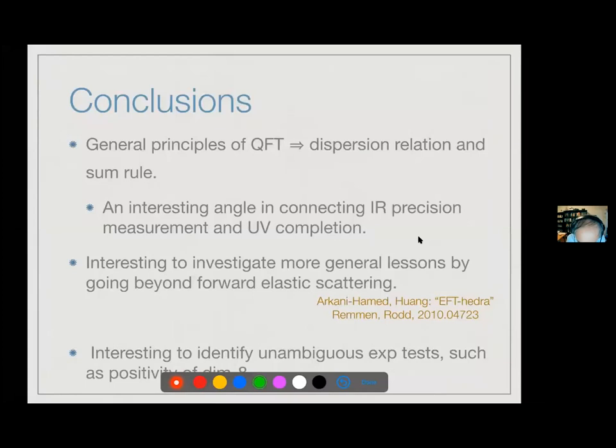Okay, I think this set of work is focusing on one way of extracting information only. That is, we're focusing on the forward scattering elastic helicity amplitude. So I think these sum rules don't cover all the operators in SMEFT. It's obviously interesting to investigate whether more general lessons can be learned by going beyond the simple forward elastic scattering limit. I think the recent paper by Remmen and Rodd is an interesting attempt in this direction already.